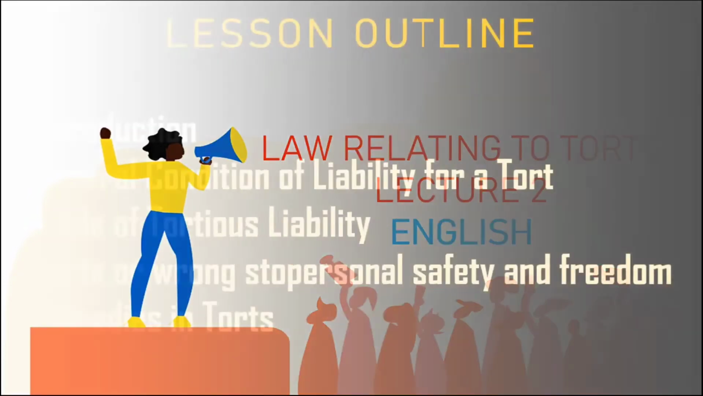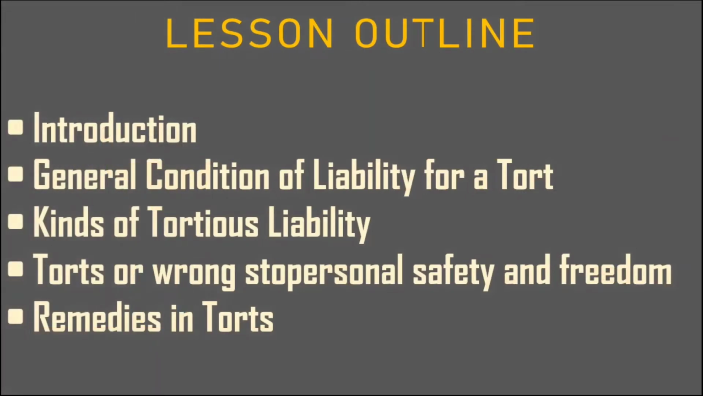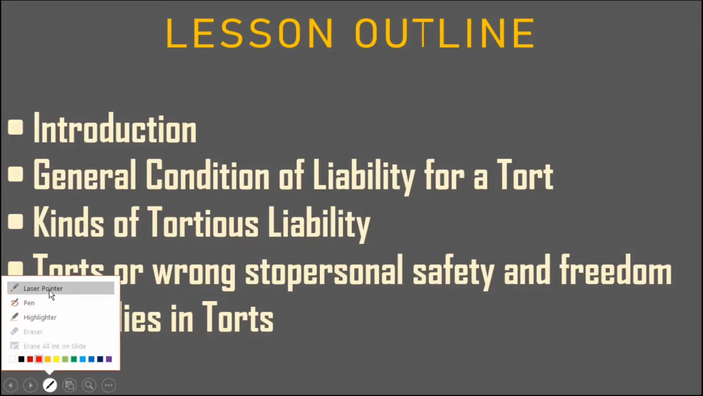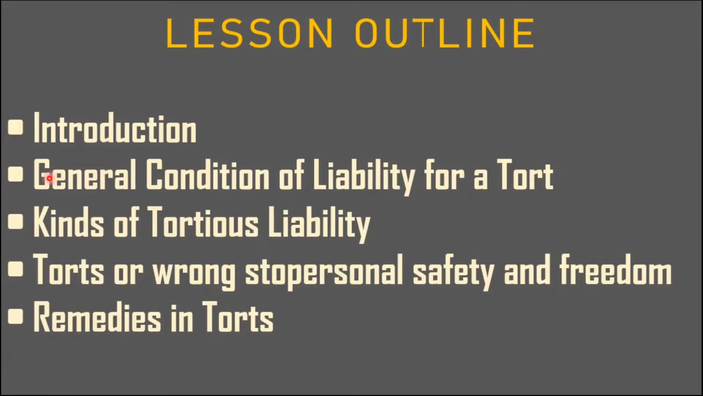So in the previous lecture, we first of all discussed the lesson outline of our lecture. What we did was, first of all, we studied the general condition of liability for a tort. Then we studied a basic introduction related to tort. Then I promised you that we will study kinds of tortious liability, torts or wrongs against personal safety and freedom, and remedies in tort. First of all, I would like to apologize because we are not going to do these three topics. We are going to do a detailed study of the general condition of liability for a tort because they are also very important. In the next lecture, we will start with kinds of tortious liability.